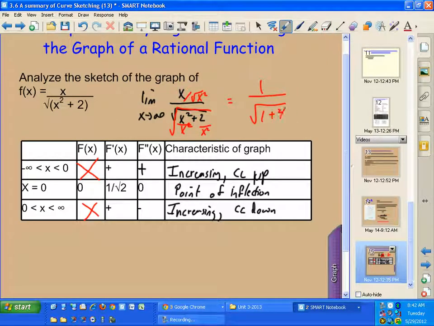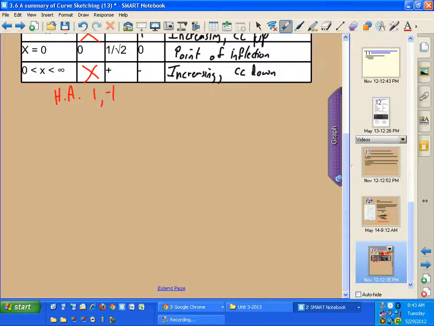And when I do my limit as x goes to infinity, you will see that I end up with a value of 1. If I do negative infinity, then one of these guys would be negative. So now I know I've got horizontal asymptotes in this graph at 1 and negative 1. So if I'm going to quickly sketch a graph of this guy, well, let's see what's happening here.